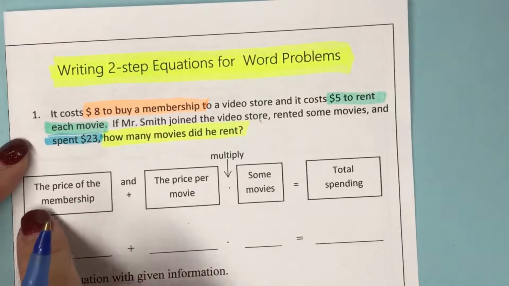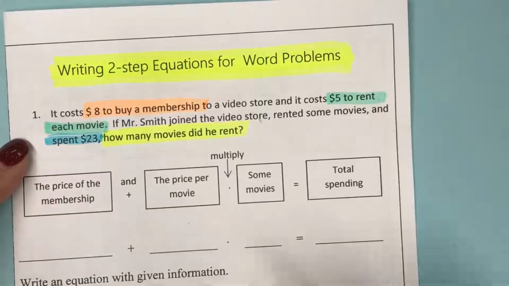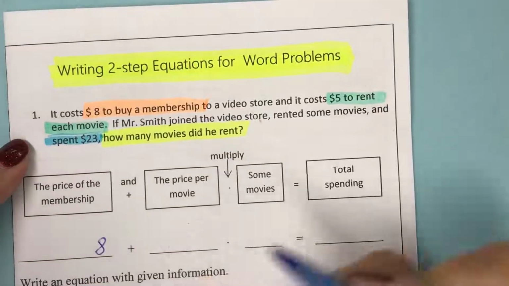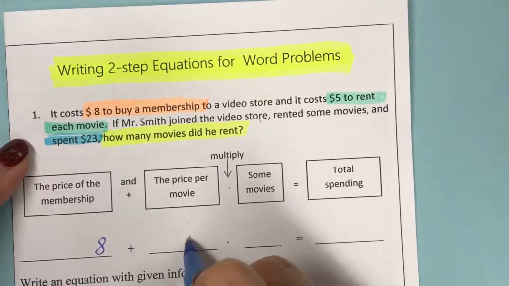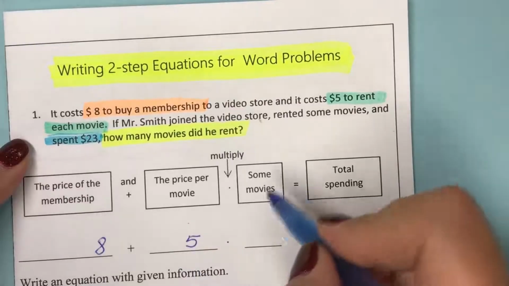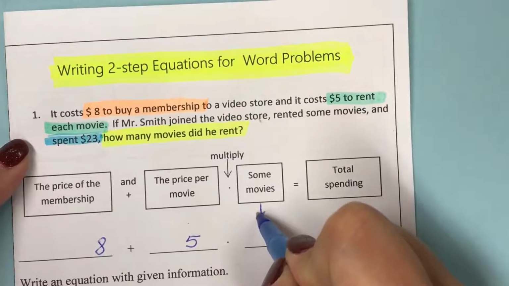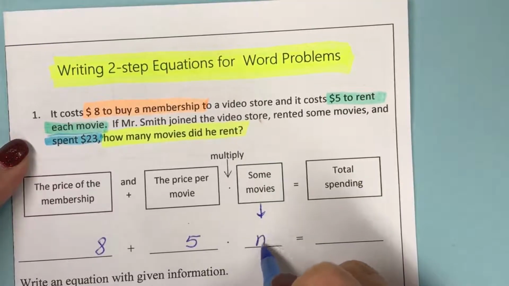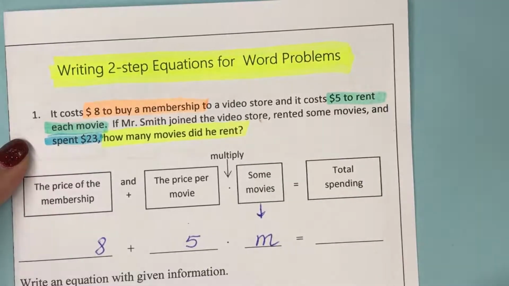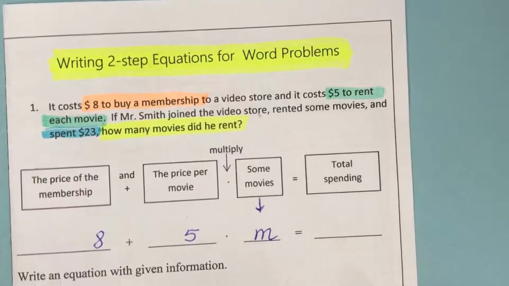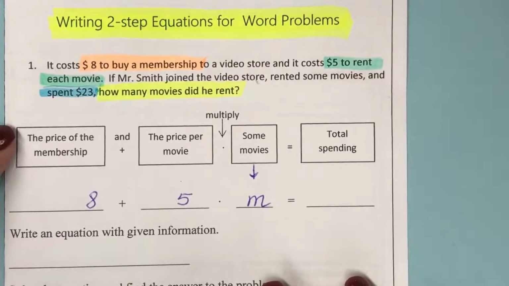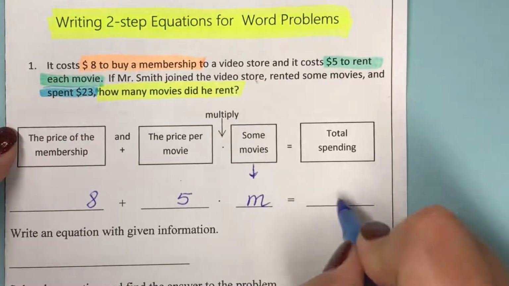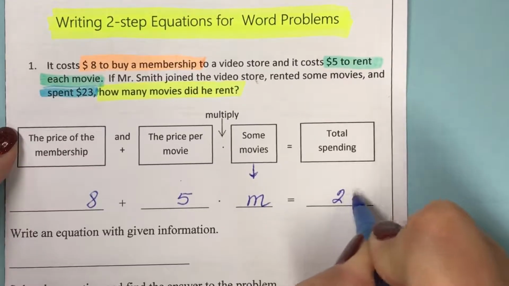So all these words now I put in a structure that is representing a mathematical sentence, which eventually becomes an equation. So our price per membership was $8 and the price per movie was 5. But then how many movies did he rent? We don't know. So for the equation purposes, we are going to use a variable. The variable is the unknown in the equation. Total spending is 23.